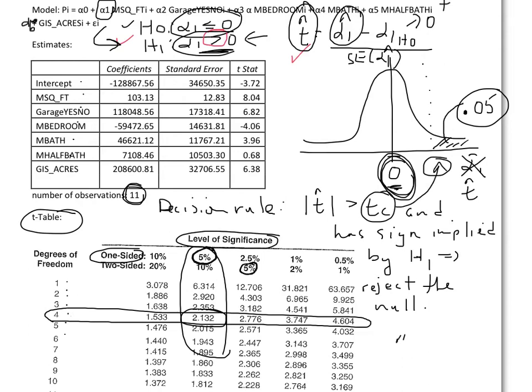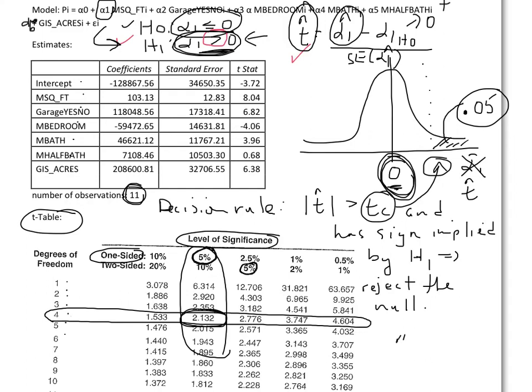So if our absolute value of t hat is bigger than t critical, that is 2.132, and it has the sign implied by H1. H1 suggests that alpha 1 is greater than 0. So since this t is alpha 1 hat minus 0, if alpha 1 is greater than 0, we should expect alpha 1 hat to be greater than 0. We hope it is. So if our t hat is bigger than 0, and our absolute value of t hat is bigger than 2.132, we will reject the null in favor of the alternative.